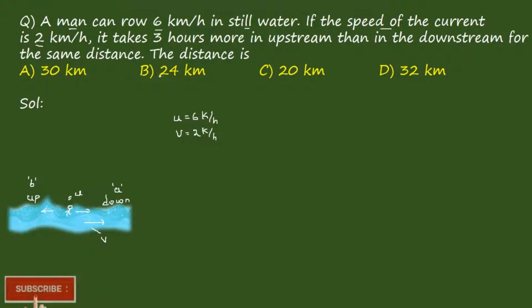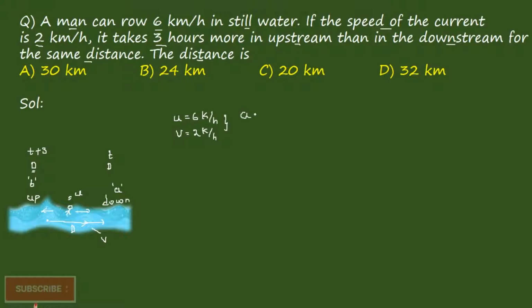It is saying that it takes 3 hours more in upstream than in downstream for the same distance, okay? If a person is moving a distance of D from here to here, in downstream the time taken is T, then to travel the same distance the time taken is T plus 3. We have to find the distance D now. From these two, we can find the A and B values, right?